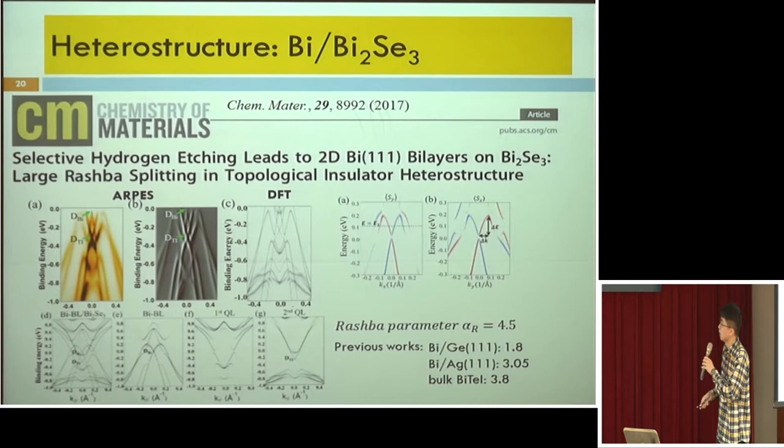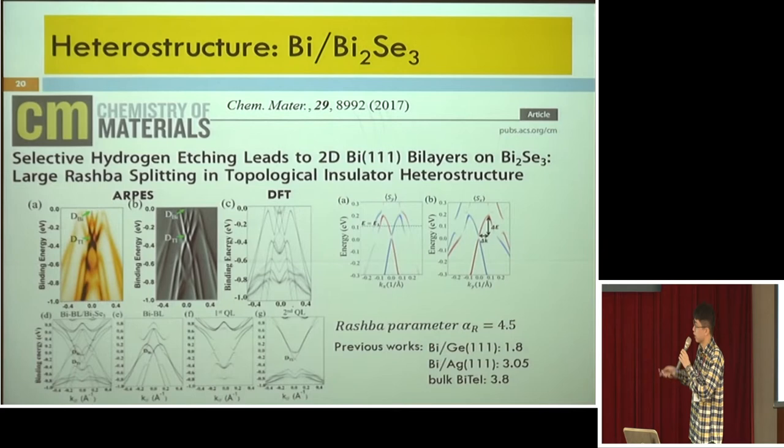Another case is a bismuth bilayer on the bismuth selenide. In this work, we collaborated with Professor Huang Rongjun from National Tsinghua University. His group used the hydrogen etching to make a large and uniform bismuth bilayer on bismuth thin film. And this one is their ARPES data. And this is our DFT simulation. Our simulation shows in the bismuth bilayer, there is a large spin splitting in the bismuth quantum well state. And the Rashba parameter is very large, which is comparable with other large Rashba parameters. So the surface state of the topological insulator can be used to induce large Rashba splitting, which may be useful in future spintronics.